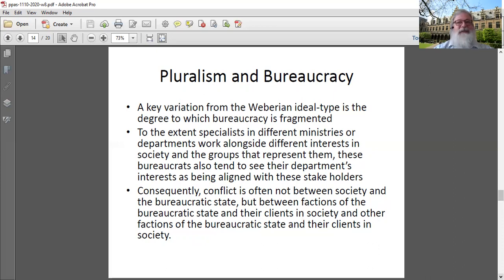The bureaucrats at the Department of National Defense, the generals, may have a different view. The people who specialize in international development may have a third view, and the people who work in promoting international trade and economic activity in the finance department might have a fourth view of the same issue. Consequently, conflict in politics and public policy making is often not between society and the bureaucratic state, but between factions of the bureaucratic state and their clients in society, and other factions of the bureaucratic state and their clients from society. And this gives the politicians a bit of leeway from that first problem we mentioned about bureaucracy when we talked about the power of knowledge, because there might be rival plans emerging in the bureaucracy on many issues.